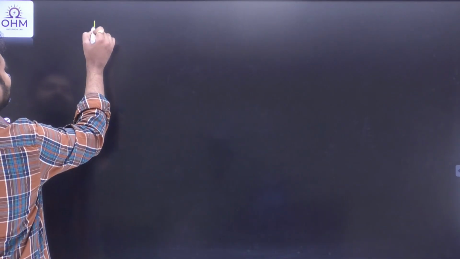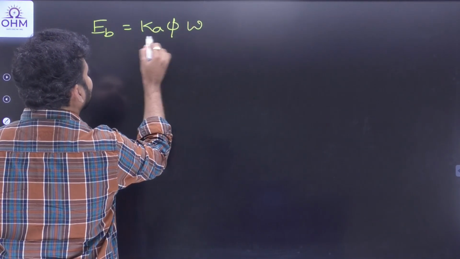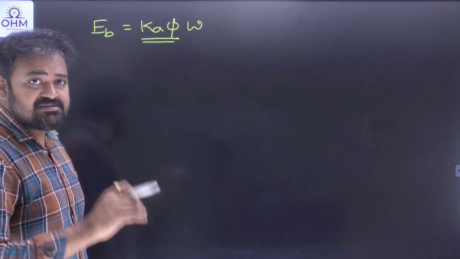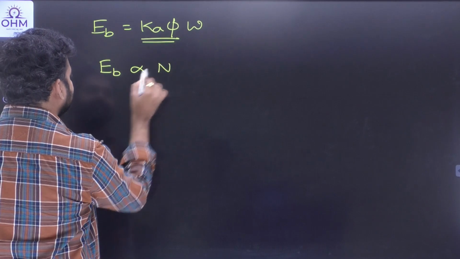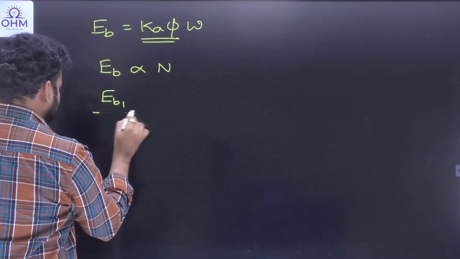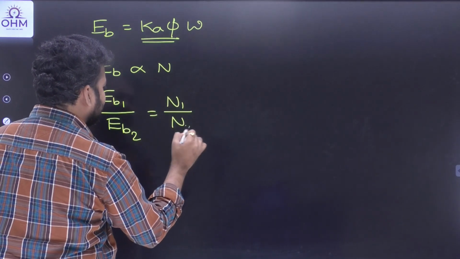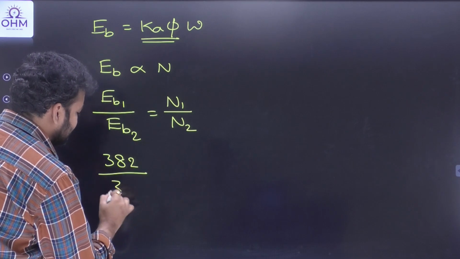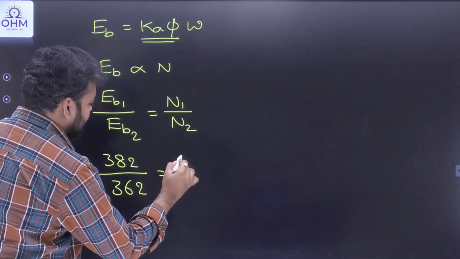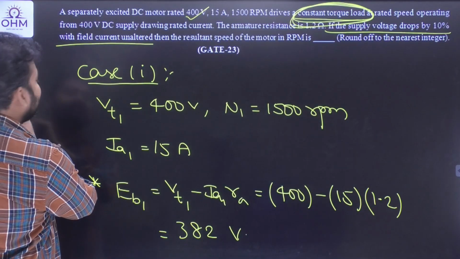Okay. What is the formula for back EMF? Ka phi into omega. Here flux is constant because machine is separately excited. Back EMF is only proportional to speed. So EB1 divided by EB2 is equal to N1 divided by N2. What is the back EMF in the first case? 382. Second case 362. What is the speed in the first case, guys? 1500 RPM.